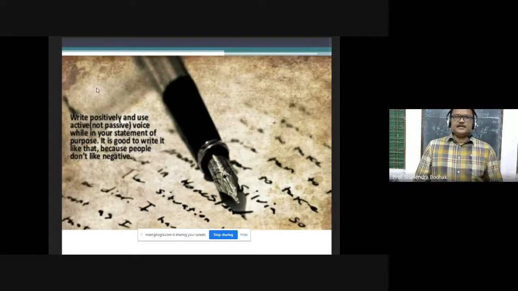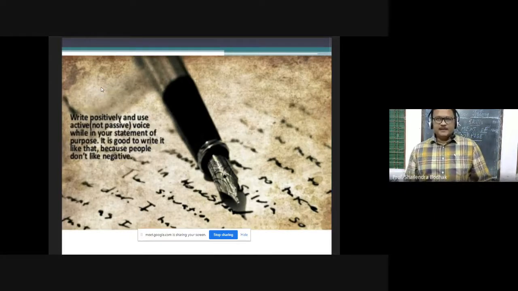Then, when you write your SOP, write positively and use active voice in your statement of purpose. Active voice sentence means where the subject is given more importance. So avoid passive voice sentences. You should always use active voice sentences. It is good to write it like that because people don't like negative. So in your SOP, you should use positive words, positive sentences, active voice sentences.